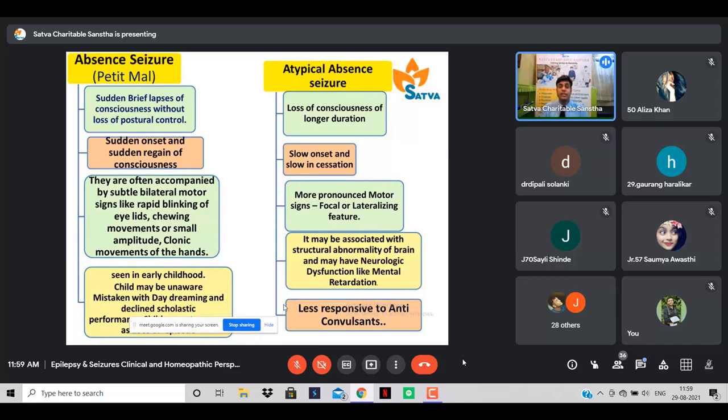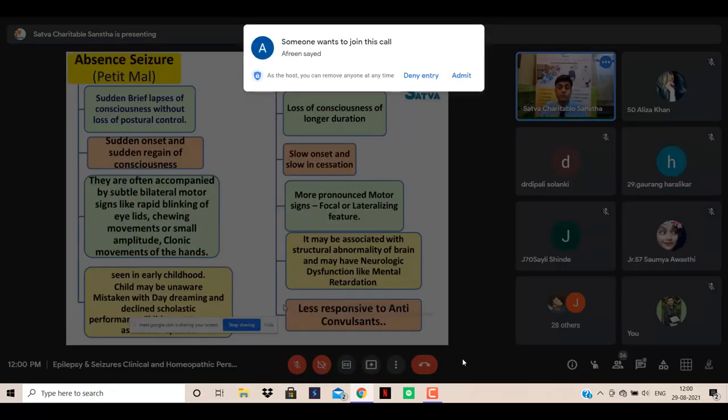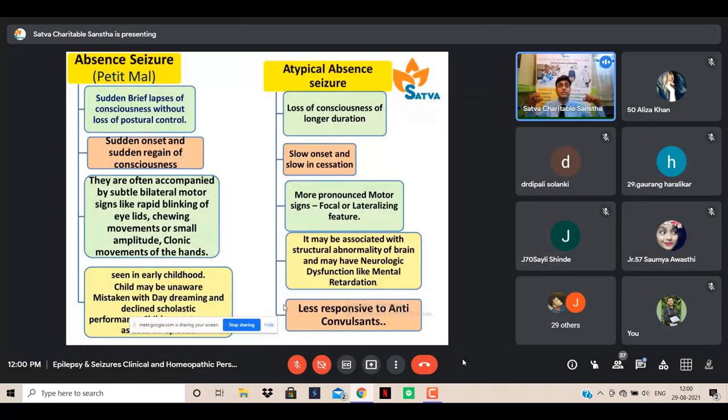Whereas in atypical absence seizure, the loss of consciousness is of a longer duration. The person looks blank, and it is of a longer duration, in minutes. And what is more important is there is no loss of postural control in both categories. No loss of postural control means I will be sitting upright, I will be standing upright. So there is no drop, there is no postural drop.